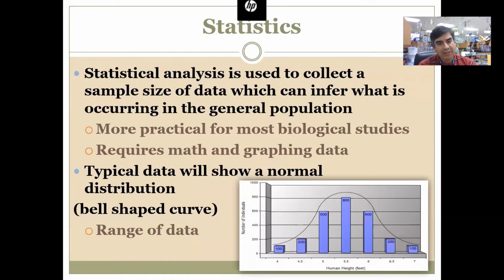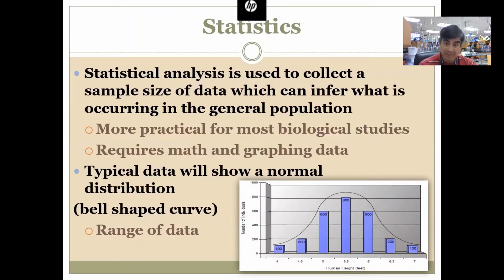So guys, stats, what do we use it for? Why is it useful when it comes to biology? Well, statistical analysis is used to collect a sample of data, which can infer what is occurring in the general population. For example, let's say in biology, we're studying killer whales. It would be nearly impossible to study every single killer whale on this planet. But what we could do is take a sample size of 100, study that sample, and use statistics to tell us what's happening in the entire population of killer whales. So notice how it's really practical for a lot of biological studies.